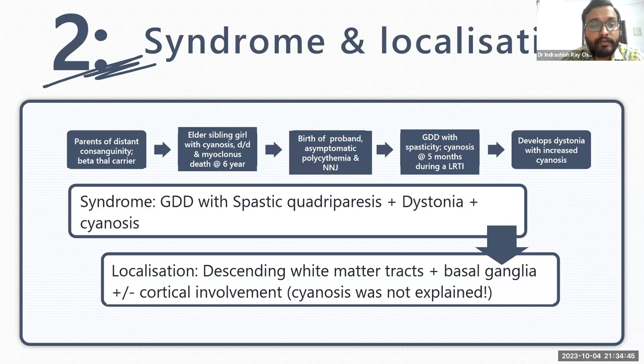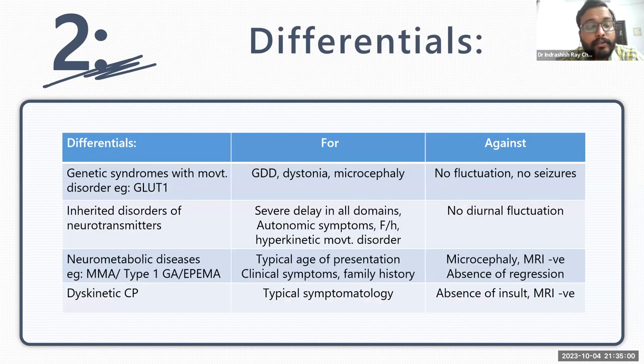So syndrome was this. Localization: probably descending white matter tracts plus basal ganglia, plus or minus caudal cortical involvement, because we were not sure whether those movements were seizures or not. Cyanosis was, however, not explained. So the possible differentials: the first differential I would like to keep is a genetic syndrome with the predominant movement disorder phenomenology, probably like a GLUT1 transportopathy. For this diagnosis, global developmental delay was there, dystonia is there, microcephaly is there. However, against is no fluctuation in symptoms, no seizures.